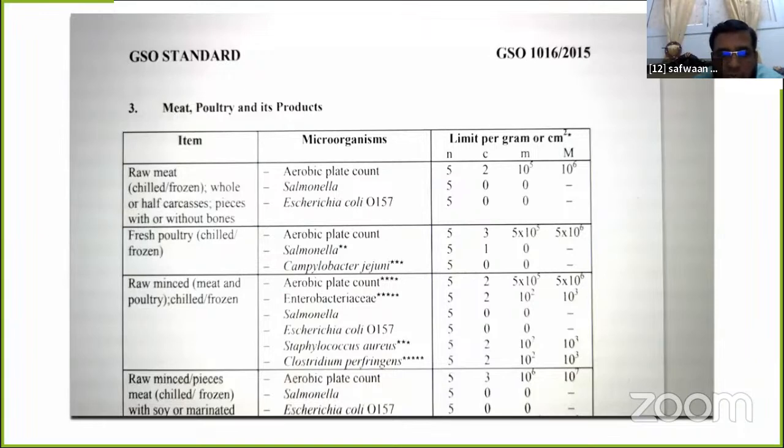Similarly, you can see fresh poultry, raw meats. This number 3 is for one type of food, meat, poultry, and its products. Similarly, we have the GSO standard for all the foods, for dairy products, for bakery products, for milk, for ready-to-eat foods, for water samples.